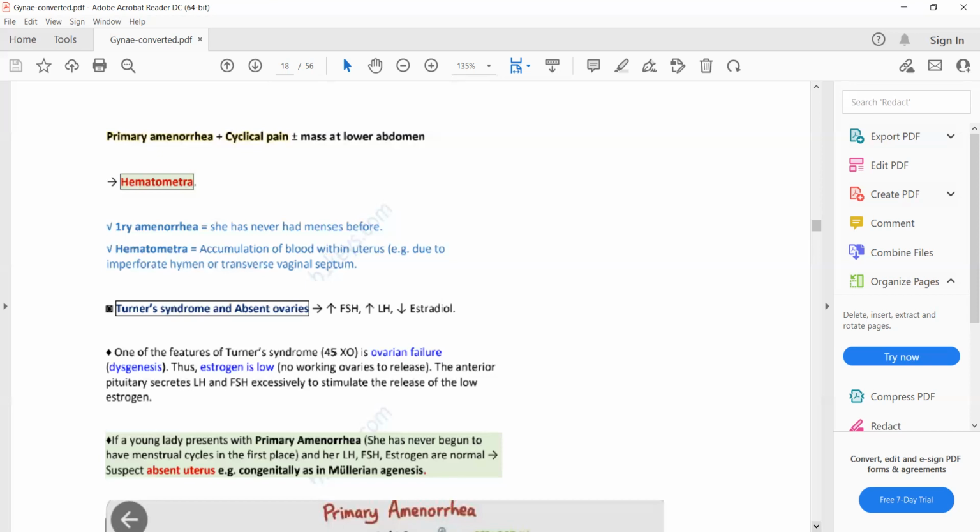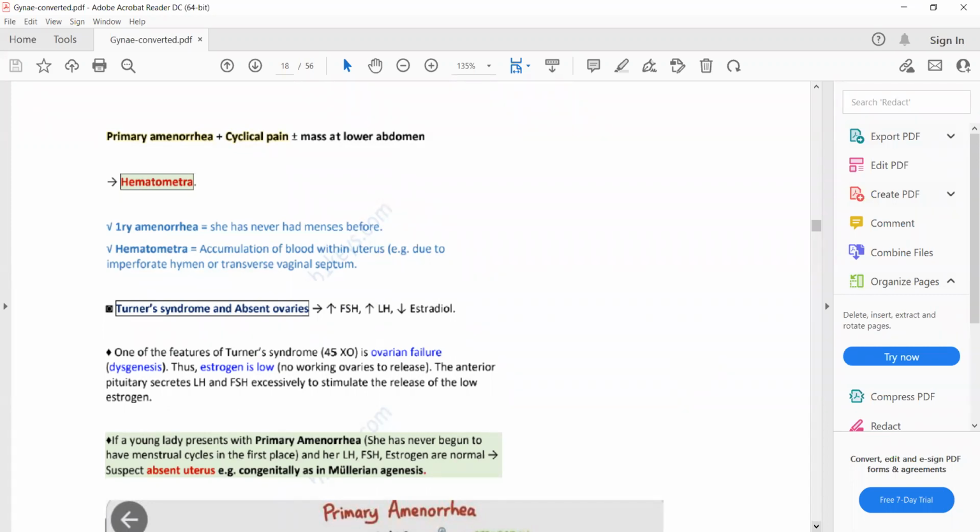In Turner syndrome, there is ovarian dysgenesis or ovarian failure, and the main function of the ovary is to form estrogen or estradiol. So on lab investigation, estrogen or estradiol will be low, and FSH and LH will be high. So I hope how to make a diagnosis of Turner syndrome is clear to everyone.